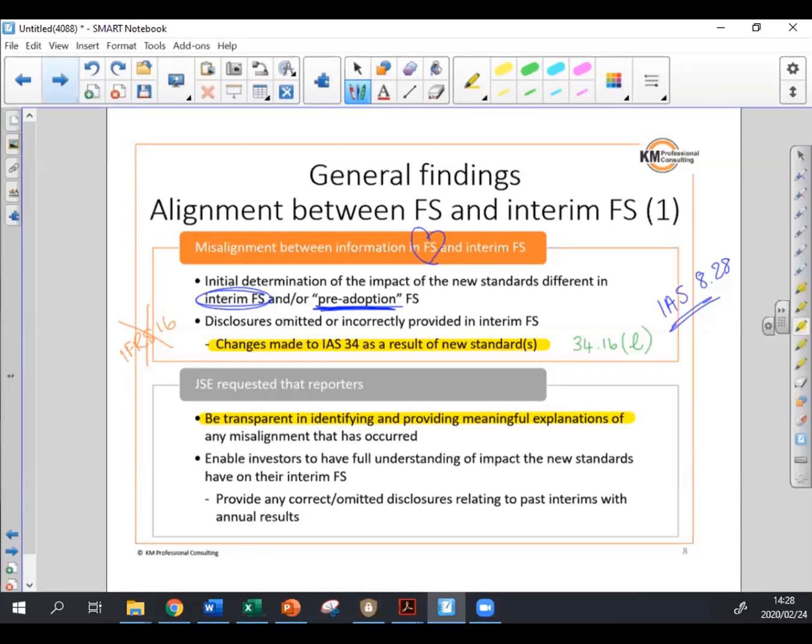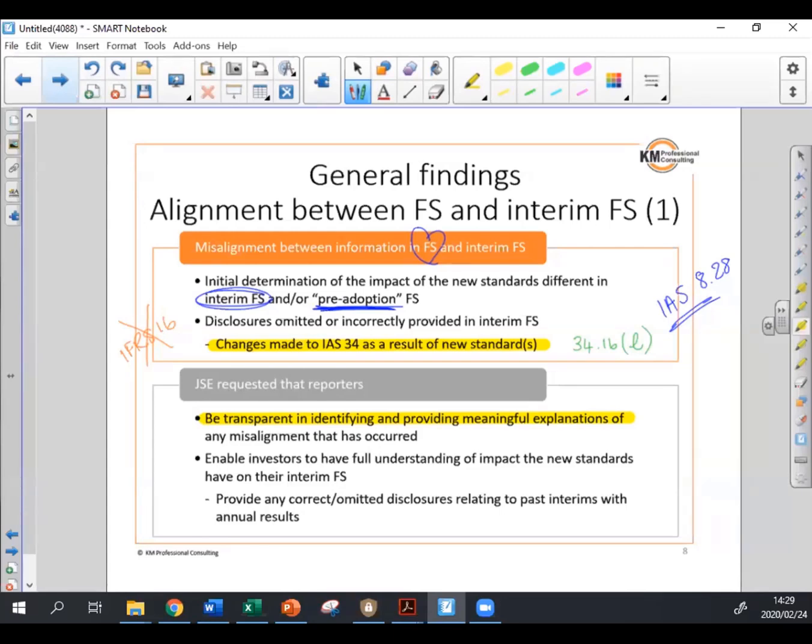If we're looking at IFRS 16 and we quantified something as at, let's call it a June year end, and we quantified something at June, and 6 months later in the interims, we quantified kind of a little different, explain it. Don't hope that it's going to go away or argue it's immaterial. Explain what the difference is as a result of.